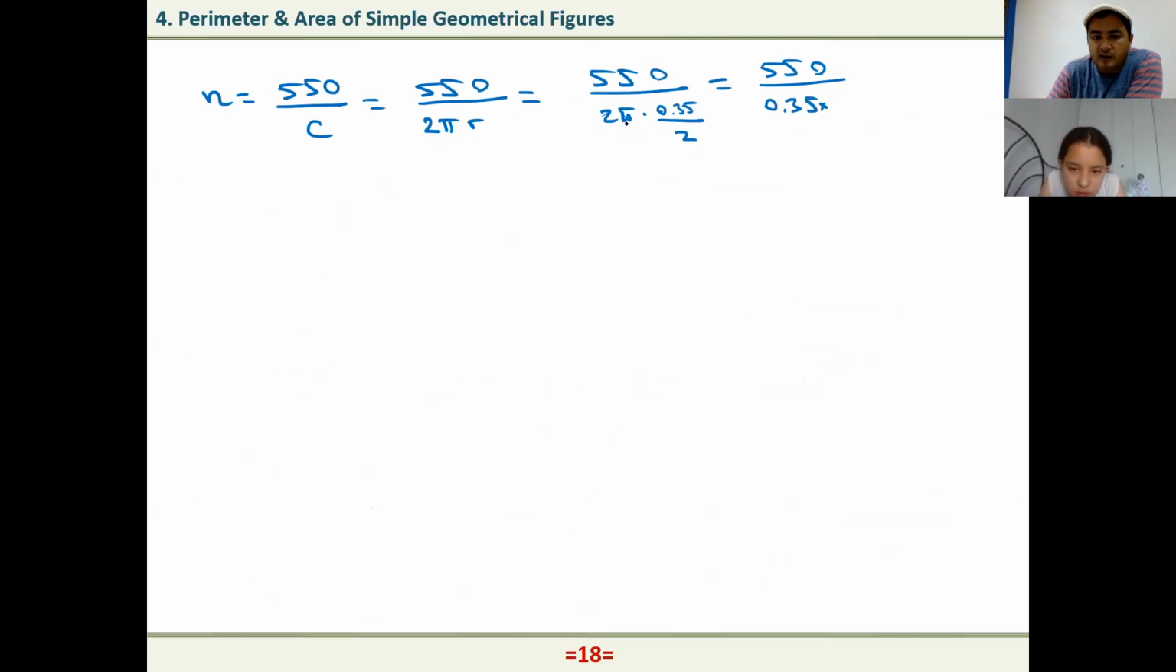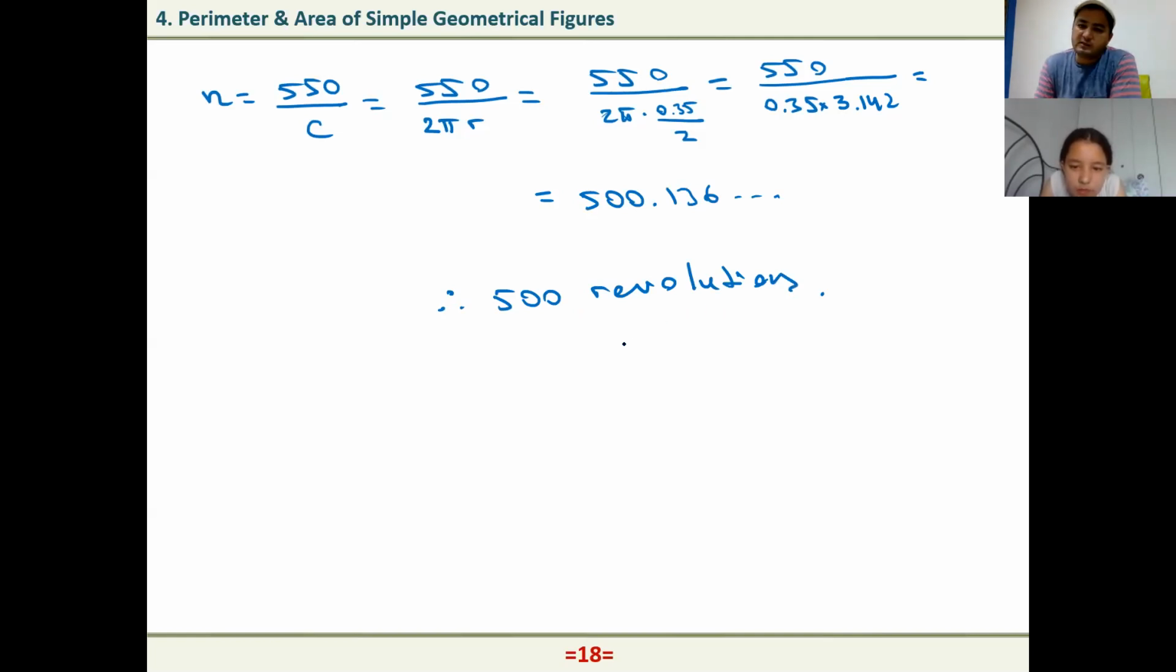0.35 times pi. And what is pi? Pi is 3.142. So if you just divide this, we get the number of revolutions. 550 divided by 0.35 times 3.142 is approximately 500.13136. So our answer is approximately 500 revolutions. To cover the distance, the car's wheel must revolve 500 times so that it can cover 550 meters in 1 minute.